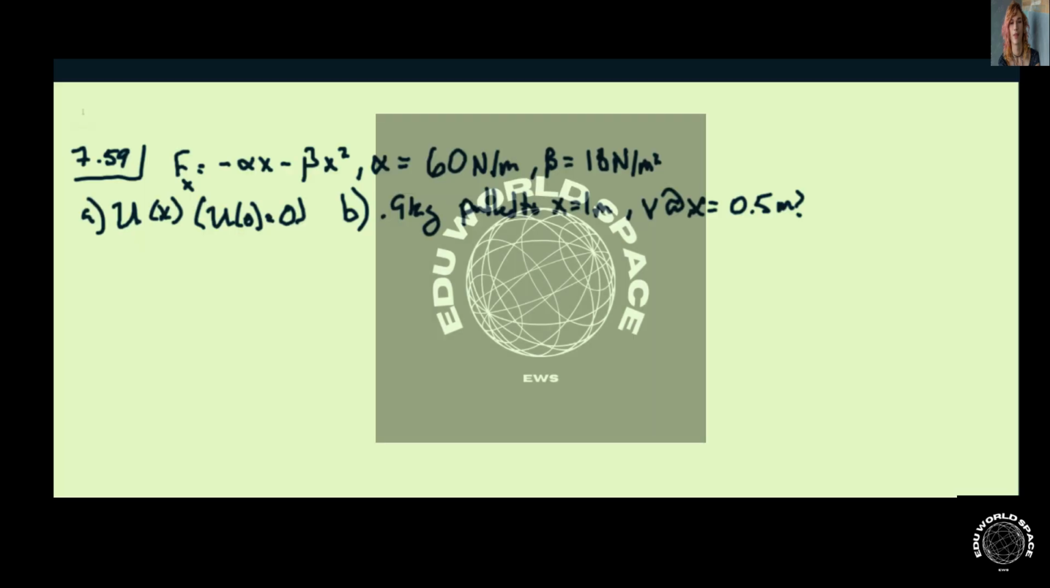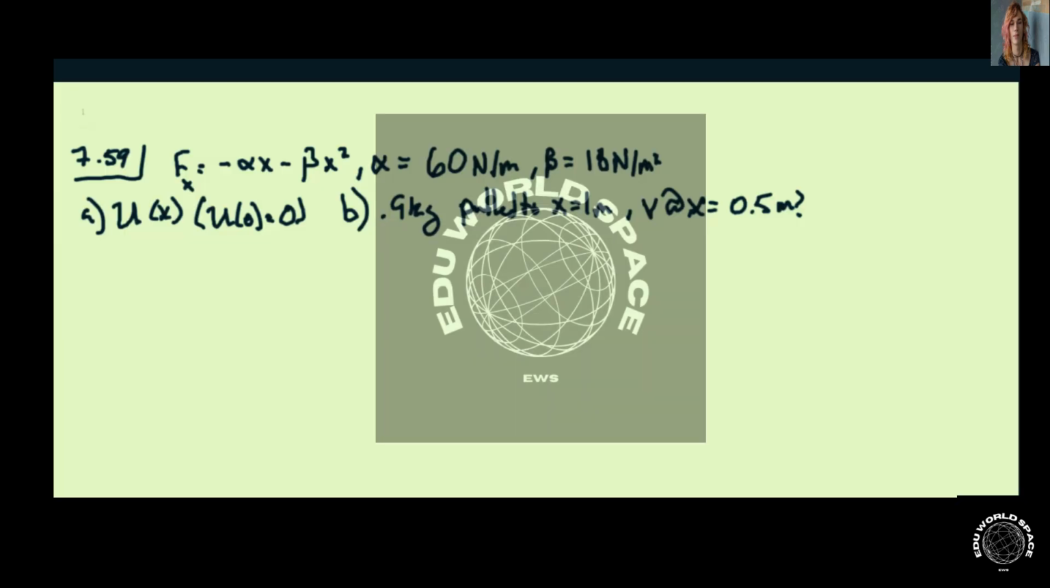And then we imagine we have a 0.9 kilogram mass that's pulled 1 meter to the right of the equilibrium position, and then let go. And then we want to know what the velocity of that mass will be when its x position is half a meter. So, part A.